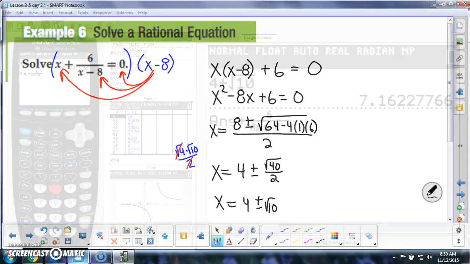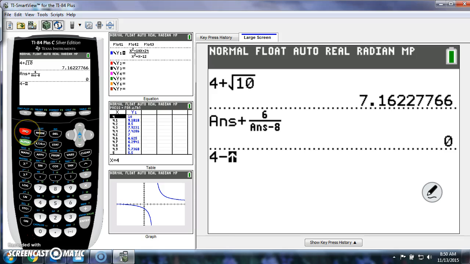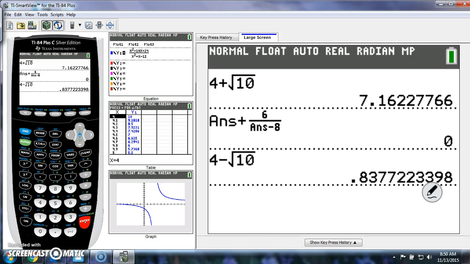And now when we press enter, we're hoping to get the right-hand side, which is equal to 0. Okay, that confirms that 4 plus square root of 10 is a real solution. So now we got to test the other value, 4 minus square root of 10. And that gives us a different decimal approximation.